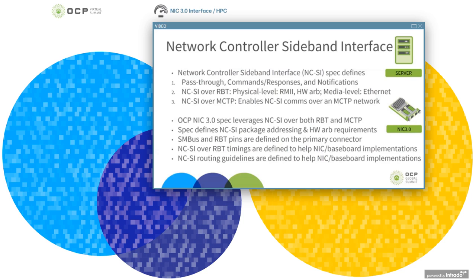The OCP NIC 3.0 spec defines both SMBus interfaces as well as RBT interfaces on the primary connector, so that the BMC has its choice of which one to use in communication with the NIC controller that's on the OCP 3 NIC card. Also, the OCP spec defines timing and routing parameters to assist the implementation of NC-SI on both the OCP NIC 3.0 card as well as the baseboard itself.